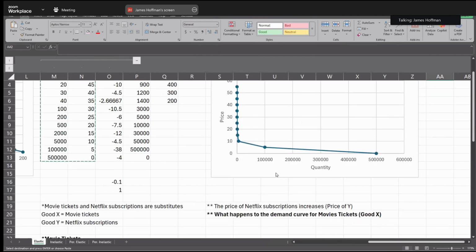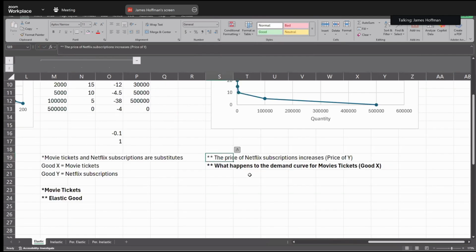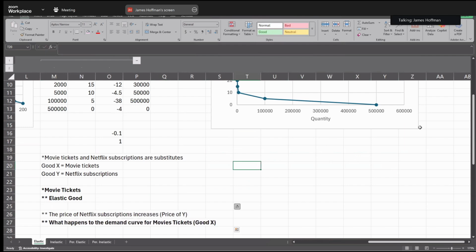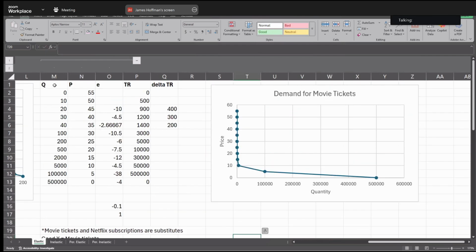Actually, I'm gonna put this over here. And then we can put the graphs next to it. So, the original quantity and price with these. Okay.